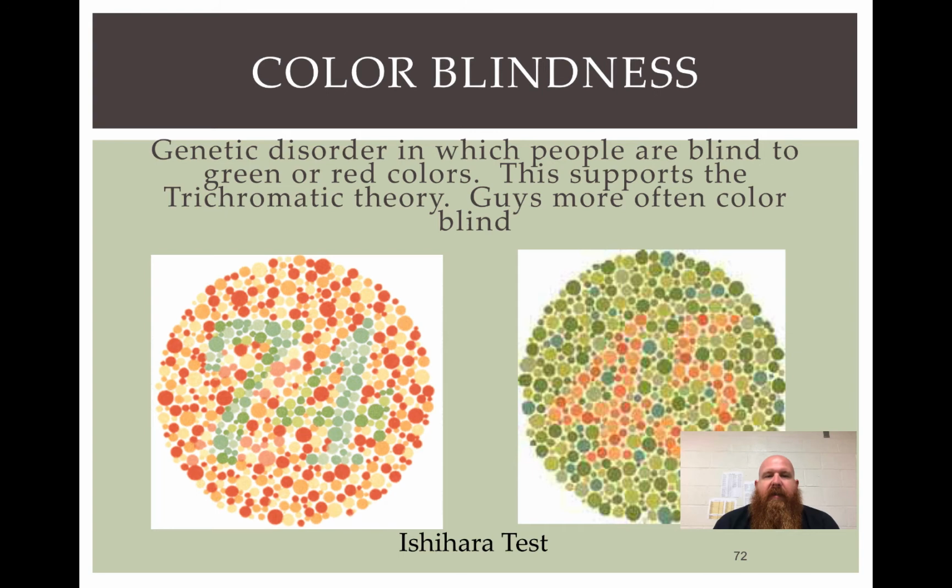And finally, we get to color blindness. This is a genetic disorder, which there's usually 2 or 3 in every class that is colorblind or suggests they're colorblind, which people are blind to green or red colors. This supports the trichromatic theory. Guys are a lot of times more colorblind than girls. Here are a couple examples. This is from the Ishihara test. There are 2 different numbers in each one of these bubbles. I believe this one should say 74. And this one should be 45. And take note if you do not see those or if you see something else.